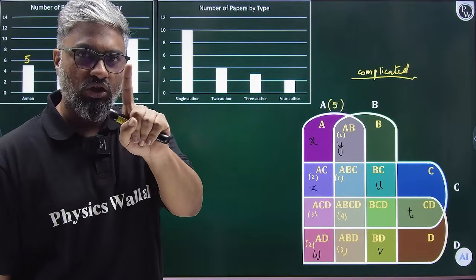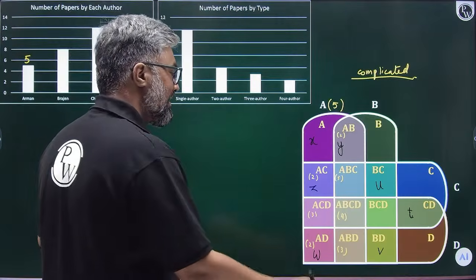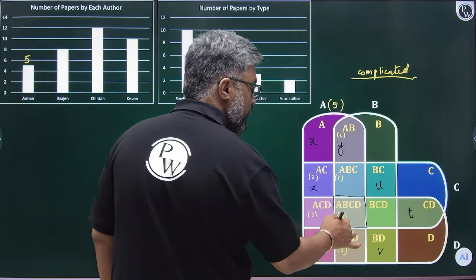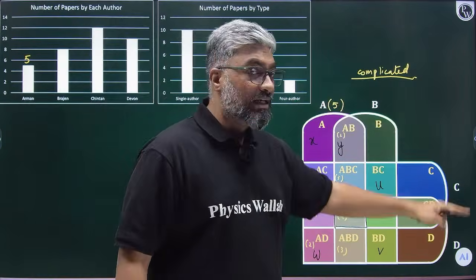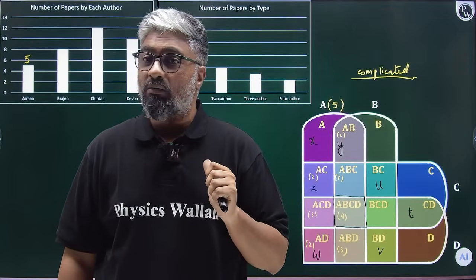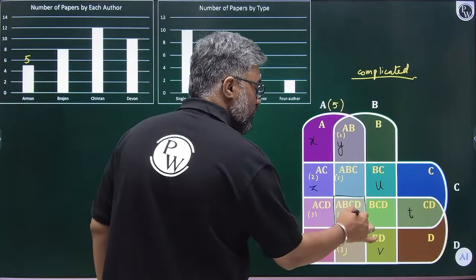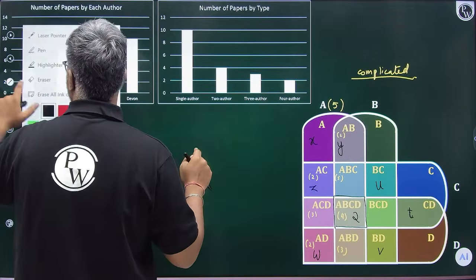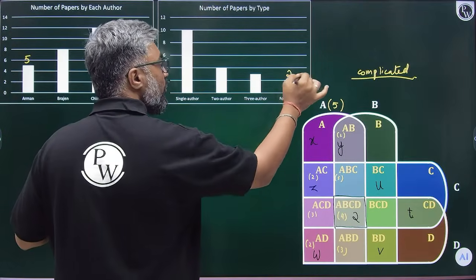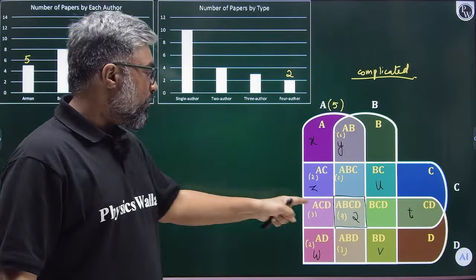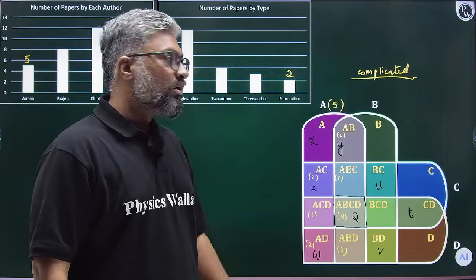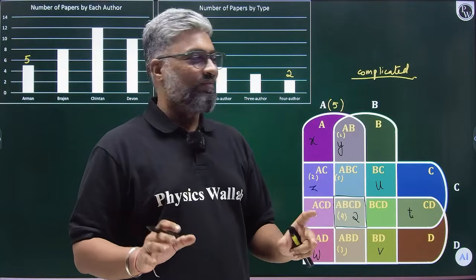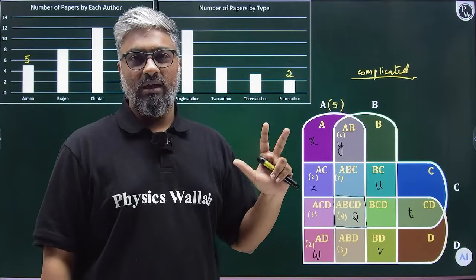One thing I know for sure is what? This particular set, this particular intersection of all the 4 authors, A, B, C, D, all 4 writing together will be what? Will be 2. Why? Because there are only 2 4 author papers. Only 2 4 author papers, correct? So 4 authors writing together is 2, but with 3 author, 2 author, 1 author, I don't know which value goes where. Way too complicated to deal with this.